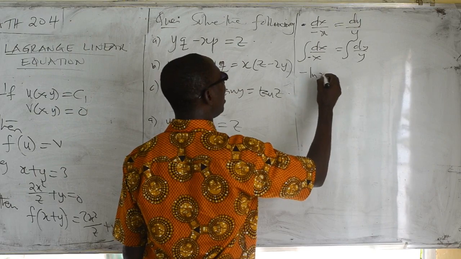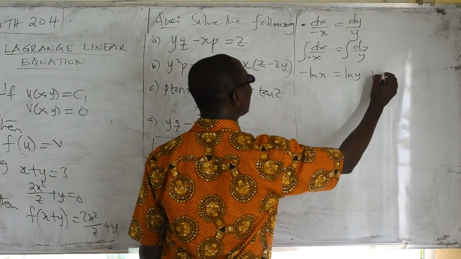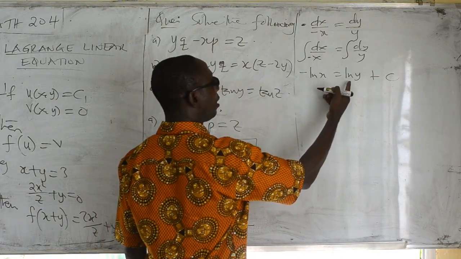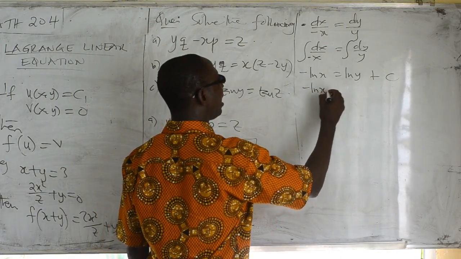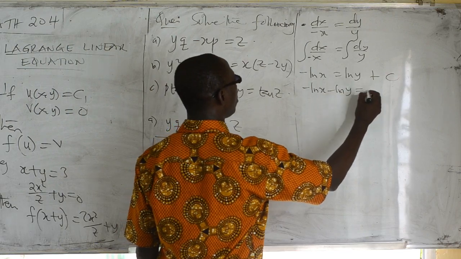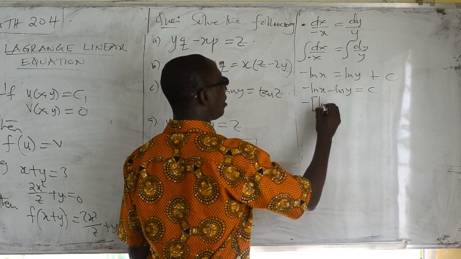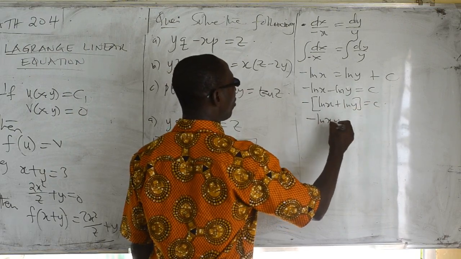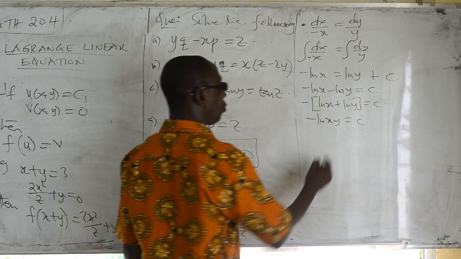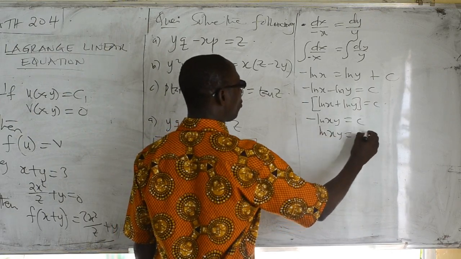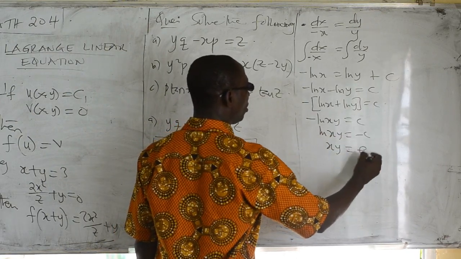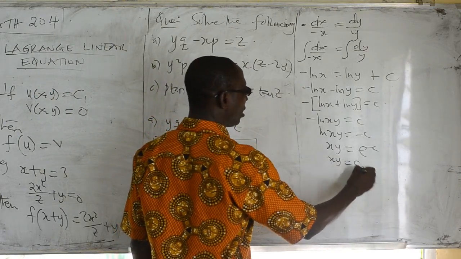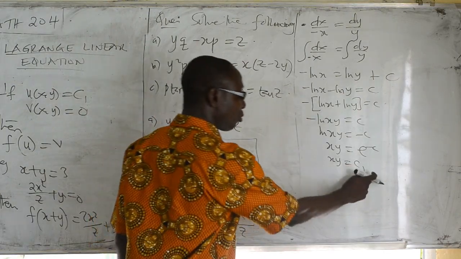This is minus ln x is equal to ln y plus c, the constant. So grouping like terms: minus ln x minus ln y is equal to c. Minus out, ln x plus ln y is equal to c. Minus ln xy is equal to c. So I have ln xy is equal to minus c. xy is equal to e to the power minus c. This is a constant, so I can have xy is equal to c1. So you see that a function is equal to a constant.